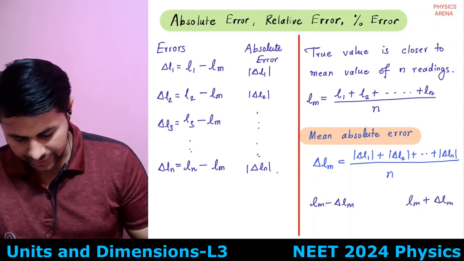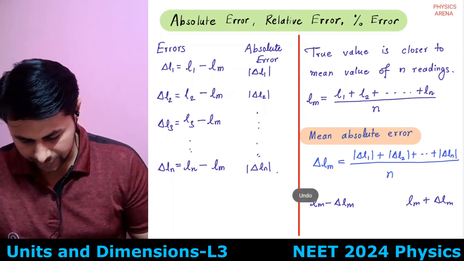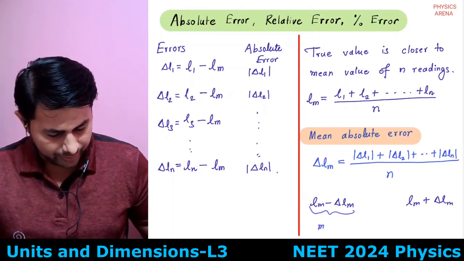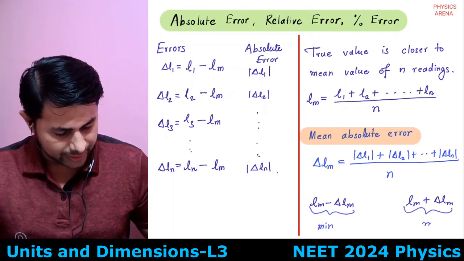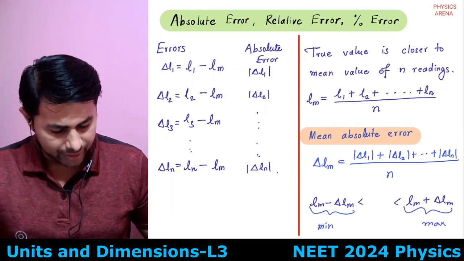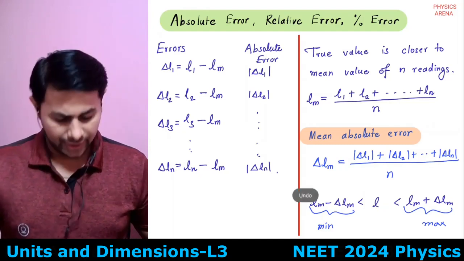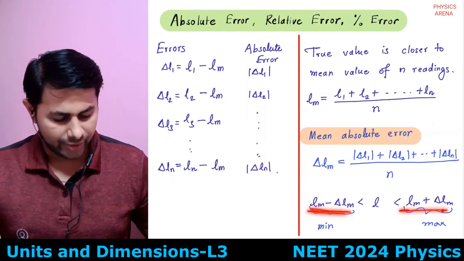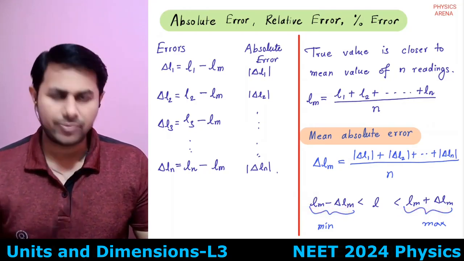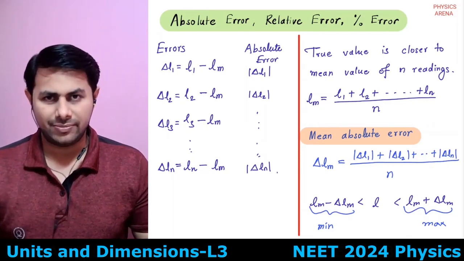So this one is the minimum and this one is the maximum value. So the measurement that I take will be in between these two. Okay, so L is the measurement, let's say, it will be in between this minimum value and maximum value. So how do we write a measured value? So measured value is suppose L, I will write it as Lm plus minus delta Lm.